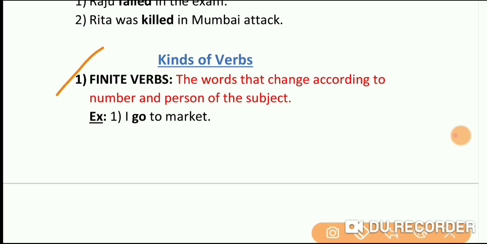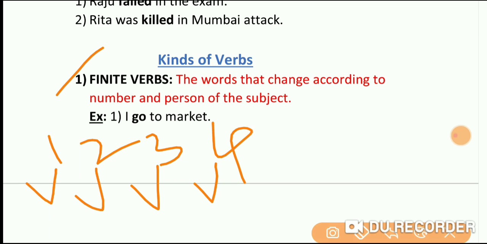They are called finite verbs, such as V1, V2, V3, V4, V5. I hope you all know. V1 means go, for example. V2 means went. V3 means gone. V4 means going. V5 means goes. Take another example. Talk. V1 means talk. V2 means talked. V3 means talked. V4 means talking. V5 means talks.